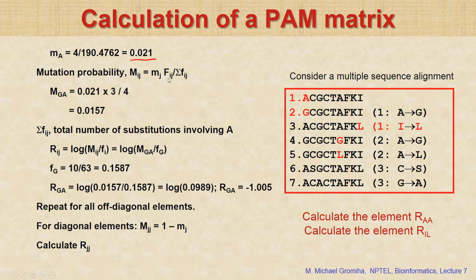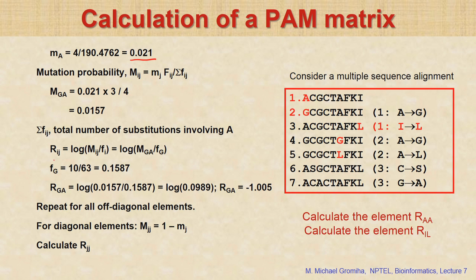So, here Fij, that is Mga, is equal to 0.021 multiplied by Fij, the frequency of that, which is equal to 3, divided by sigma Fij, which is equal to 4. So, we get Mga equal to 0.0157. Fij is the total number of substitutions involving alanine, that is 4, right. So, this is equal to 0.0157.